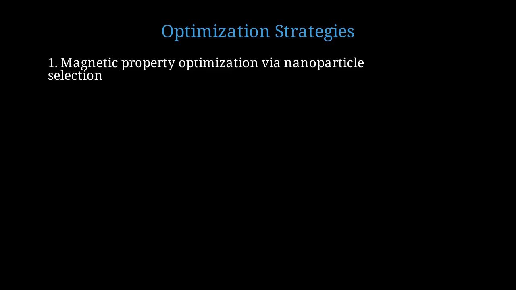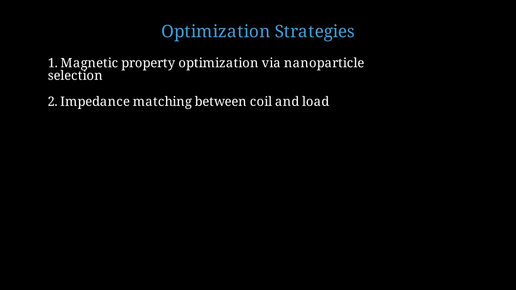Let's discuss optimization strategies for maximizing energy harvesting performance. First, optimize magnetic properties by carefully selecting nanoparticle composition. Cobalt ferrite offers higher magnetization than magnetite, for example. Second, implement impedance matching between the coil and electrical load. Maximum power transfer occurs when load impedance equals source impedance.